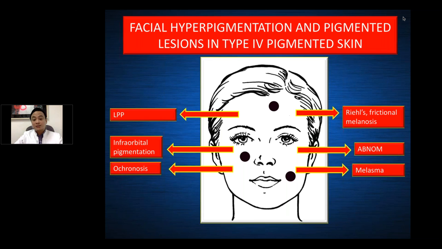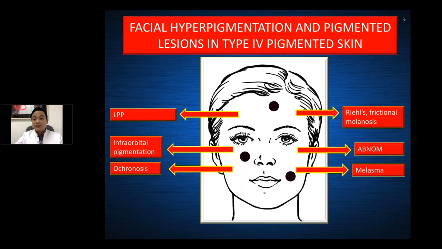And on the same spot, we occasionally see cases of ochronosis, which is paradoxical hyperpigmentation due to the use of products containing hydroquinone. On the zygomatic area, this is the most common location for what is known as acquired bilateral nevus of Ota-like macules. In the Indian population, infraorbital or periorbital pigmentation is fairly common.